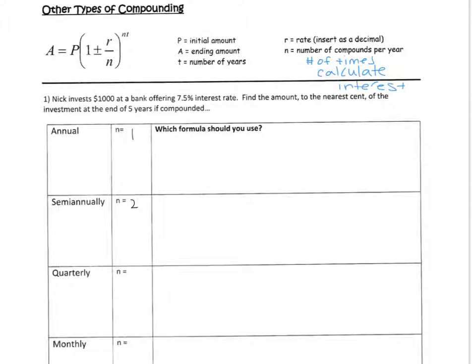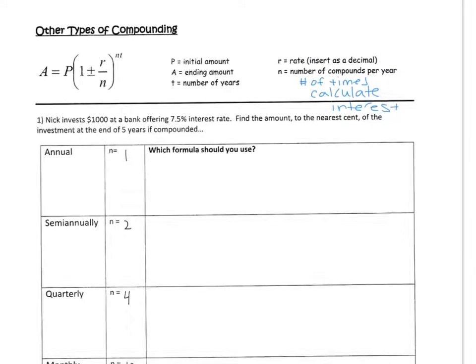Semiannual is twice a year. Quarterly is 4 times a year. Think how many times you get a report card every quarter. Monthly is 12. There are 12 months in a year. And daily is 365. So there's a different formula when we are not using annual. So N is 2 and 4 and 12 and so on and so on. We have to use this formula.